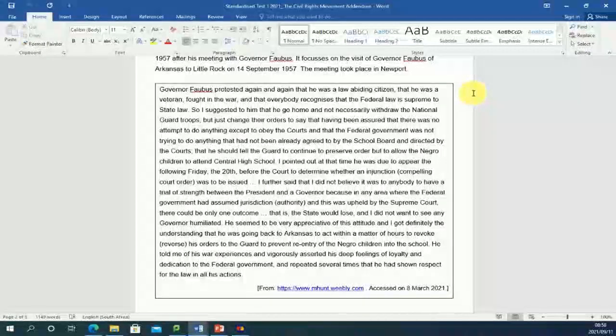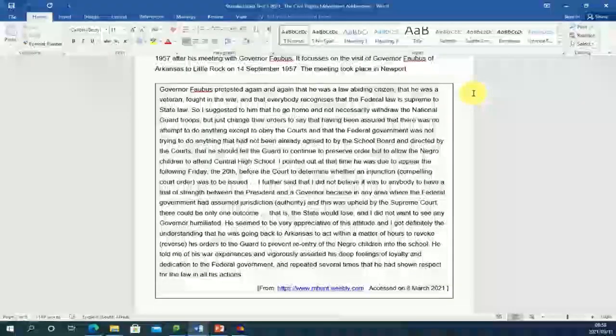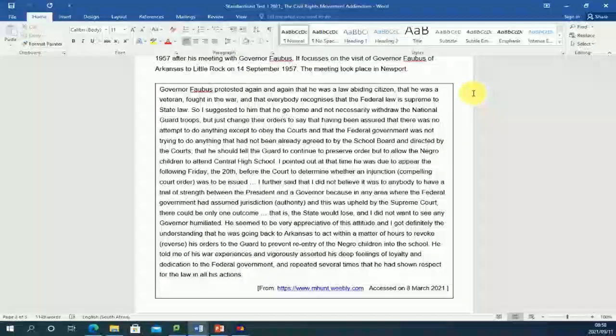I pointed out at that time that he was due to appear the following Friday the 20th before the court to determine whether an injunction compelling court order was to be issued. I further said that I did not believe it was to the benefit of anybody to have a trial of strength between the president and the governor, because in any area where the federal government had assumed jurisdiction, that's authority, and this was upheld by the Supreme Court, there could be only one outcome, and that is that the state would lose, and I did not want to see any governor humiliated.